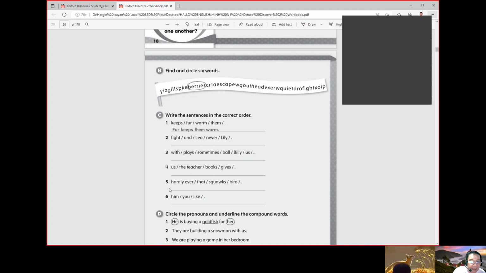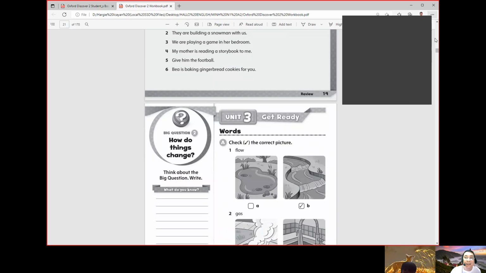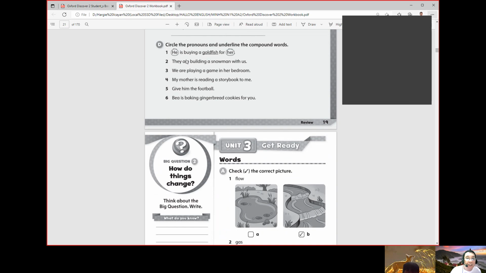That's correct. Number five: That bird hardly ever squawks. Number six: Do you like him? Okay, you like him. Very good. That's correct. Next. Circle the pronouns and underline the compound words.